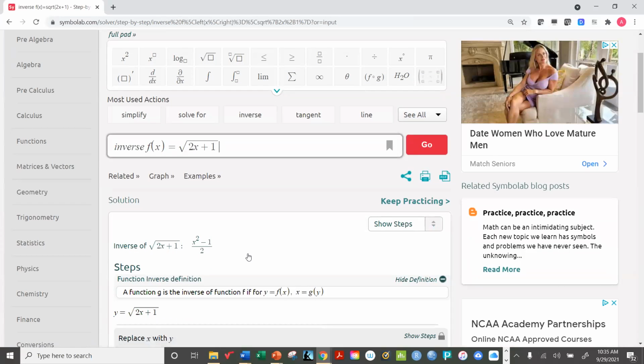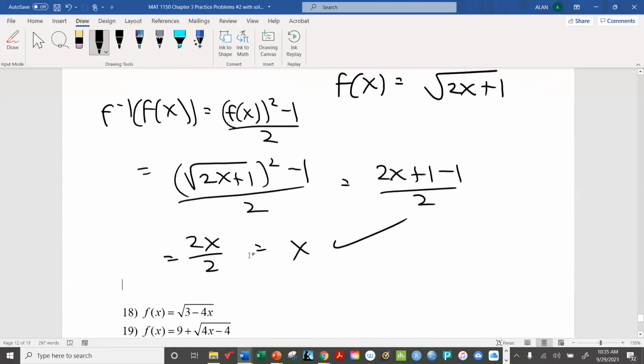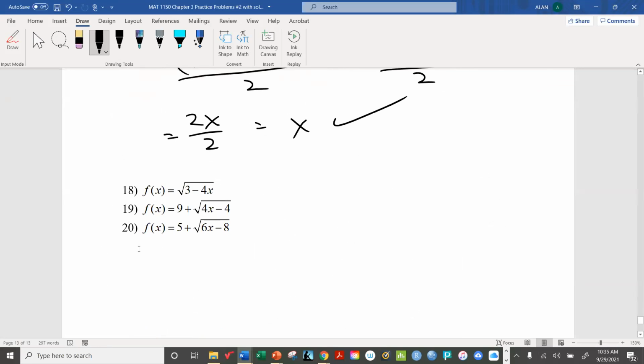And there it is, (x squared minus 1) over 2. How do you like that? So I guess, you know, for certain things it works very well. Other things, not so much.